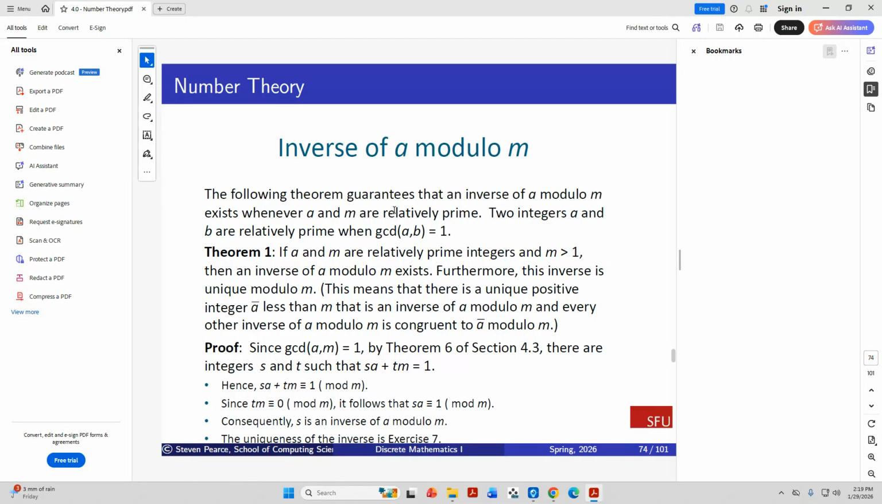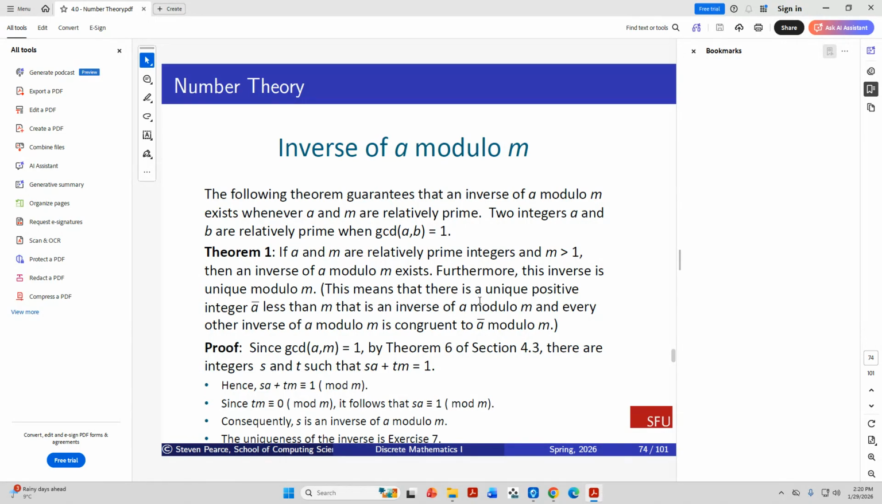The following theorem guarantees that an inverse of a modulo m exists whenever a and m are relatively prime. That means they can only both be divided by 1. Two integers a and b are relatively prime when the greatest common divisor of a and b is 1. So in this theorem, if a and m are relatively prime and m is greater than 1, then an inverse of a modulo m exists. Furthermore, this inverse is unique mod m.